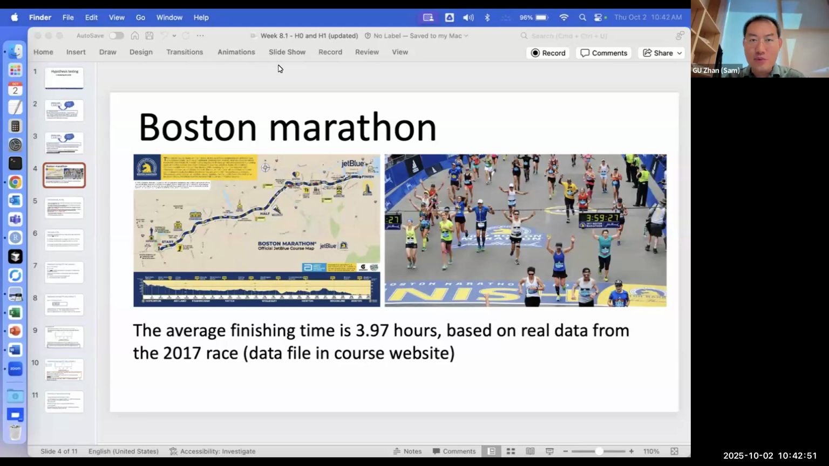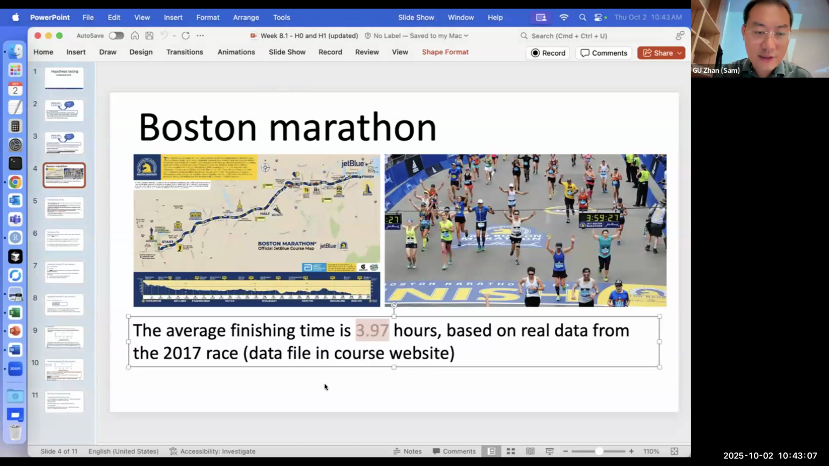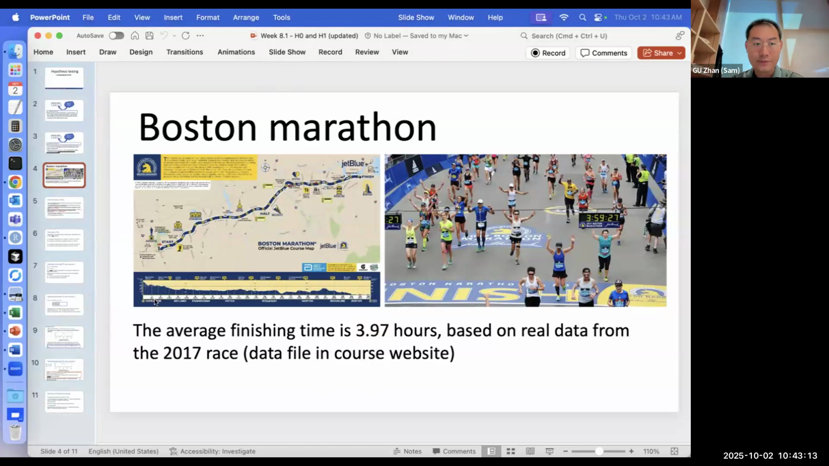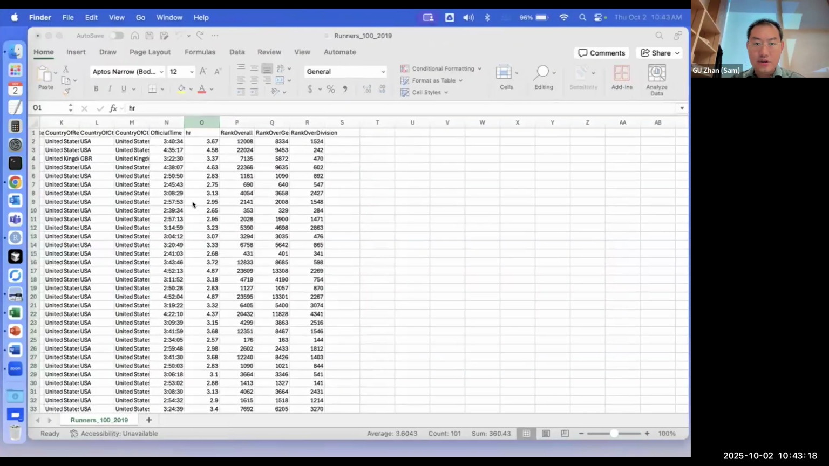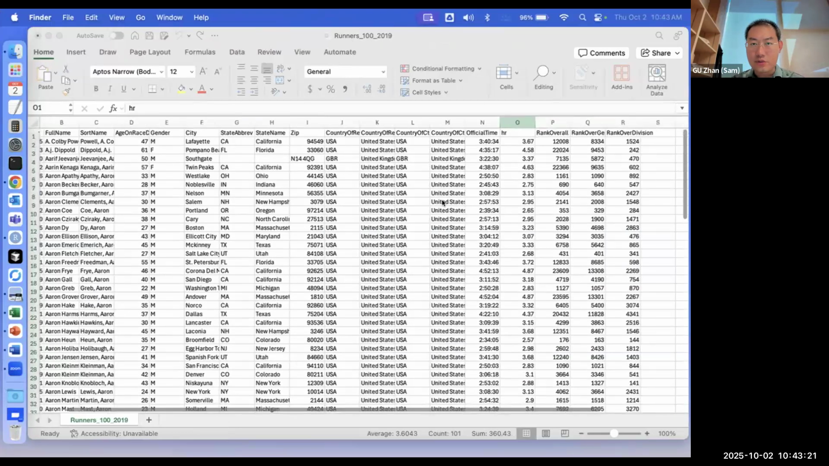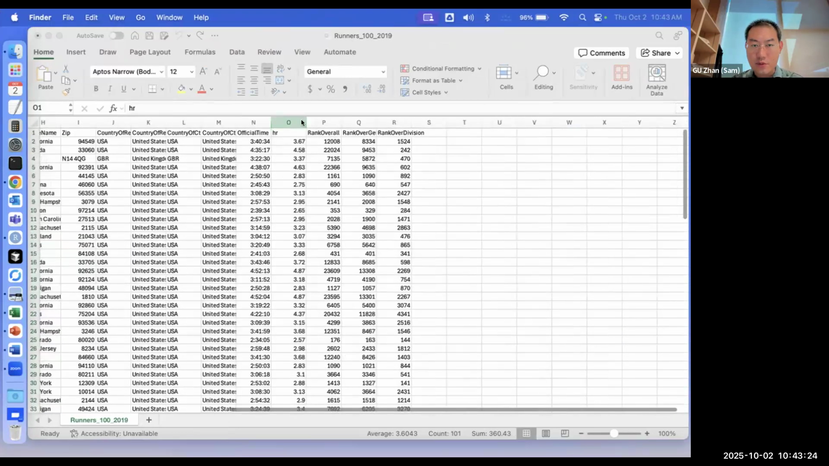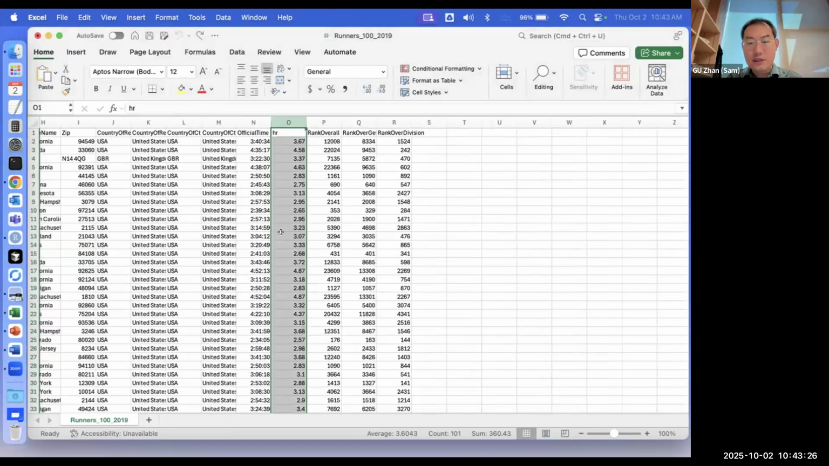We'll do a review. Week 8.1 slide: hypothesis testing, null hypothesis H0 and alternative hypothesis H1. We'll look at this Boston Marathon. It says the average finishing time a few years ago, in 2017, was 3.97. So this is what is known. We also collected recent data: a sample of 100 runners from 2019. You open it and see one of the columns called hour.